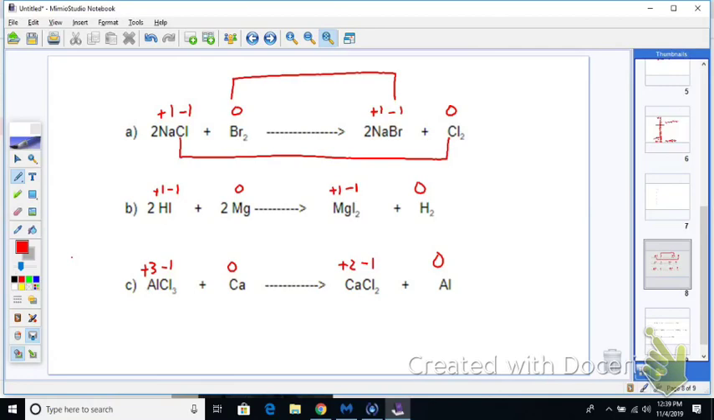Jordan, on B, which ones did you connect? B. Yep, letter B. Okay. H. That's I. Yeah, but which one of those did you connect? H or I? H. What'd you connect it to? Other H. Okay. And then what's the other one you connected? MG. MG.